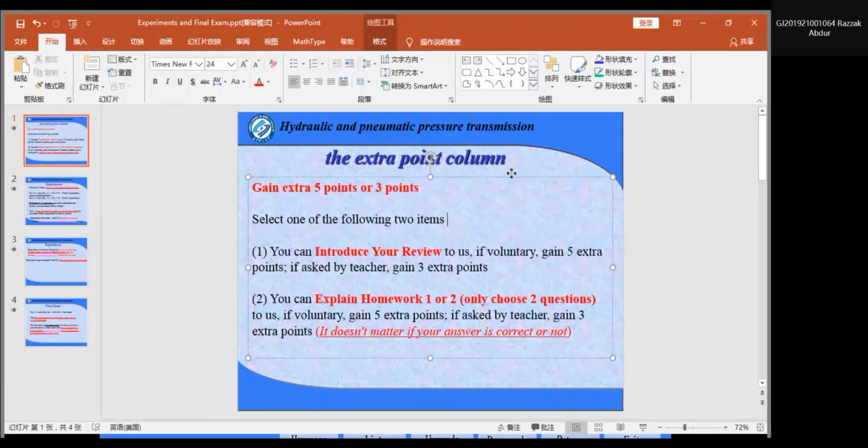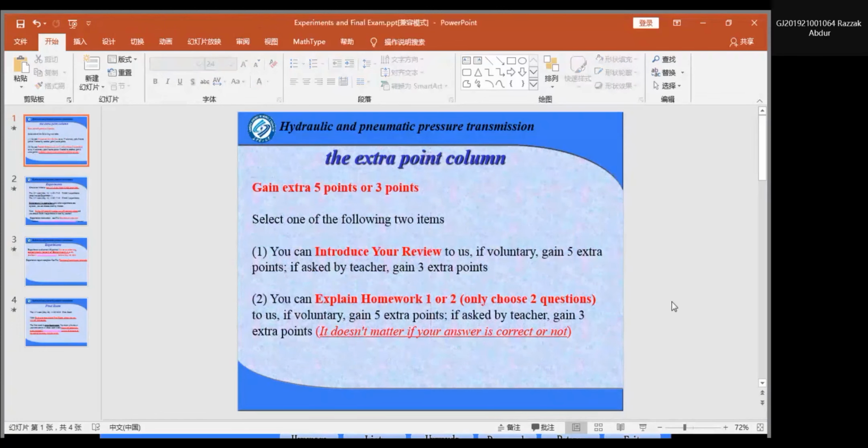Lao Shi, where is the question? The questions are from the previous homework.